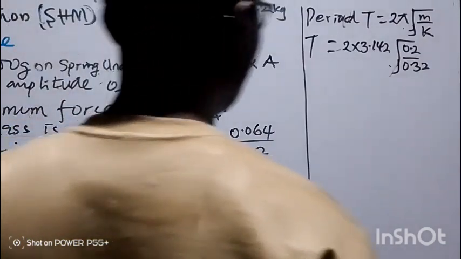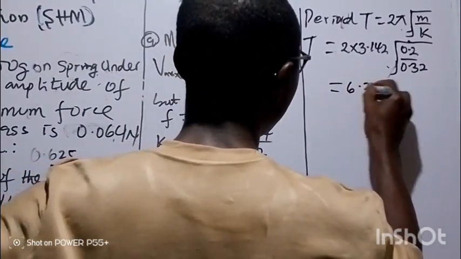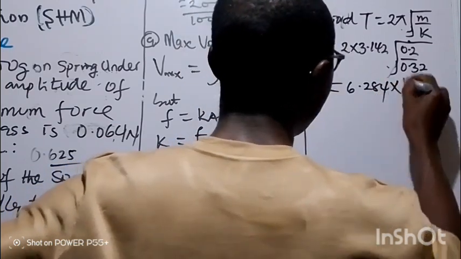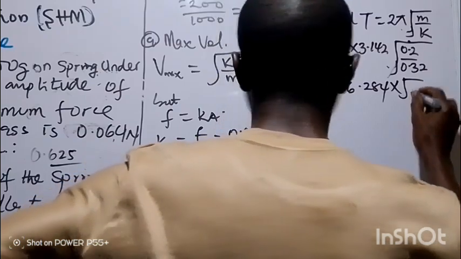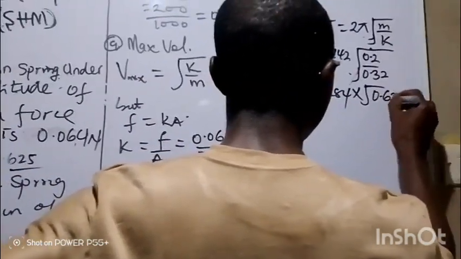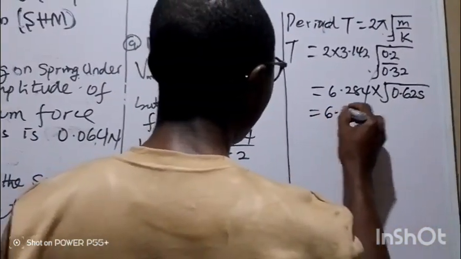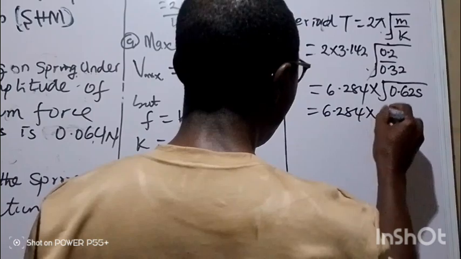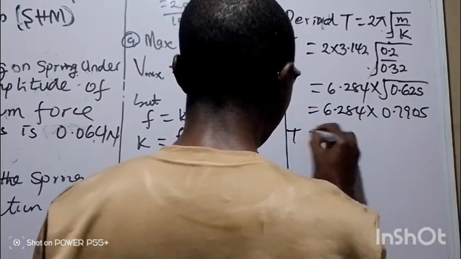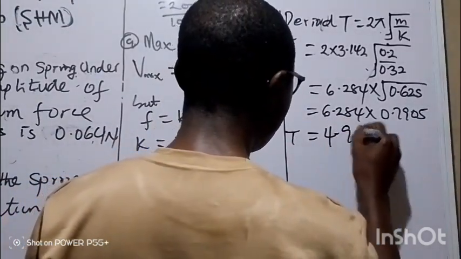This one will now give us 6.284 multiplied by the square root of 0.625, that will be 6.284 multiplied by 0.7905. So the period now will be equal to 4.967 seconds.